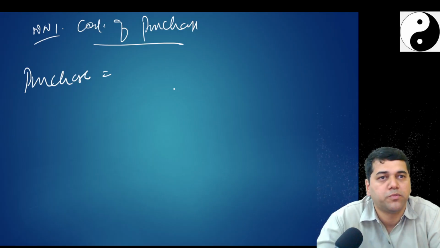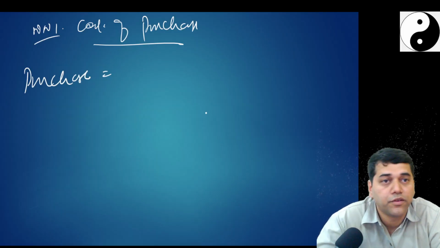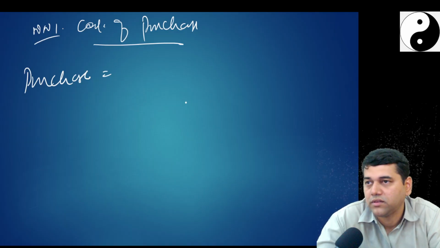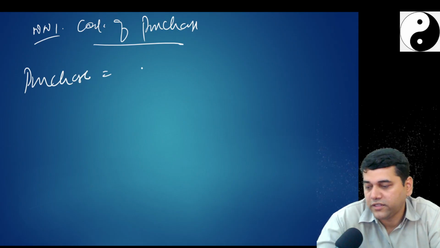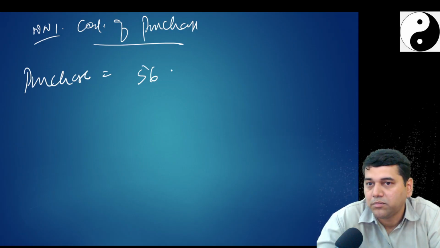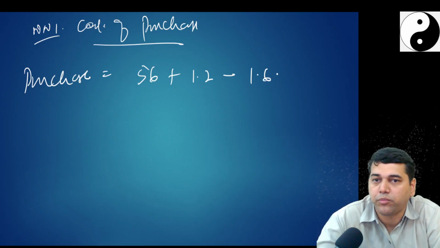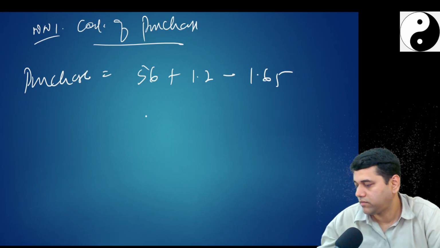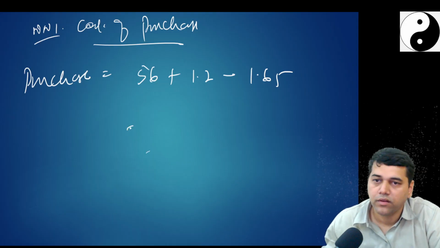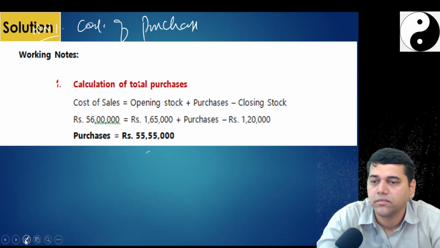Opening stock plus purchase minus closing stock gives you COGS. 55, 55. So what is purchases? It is COGS. How much is COGS? 56 lakhs plus closing stock. How much? 1.2 minus opening stock 1.65. 55, 55. Are you clear? Simple, no?